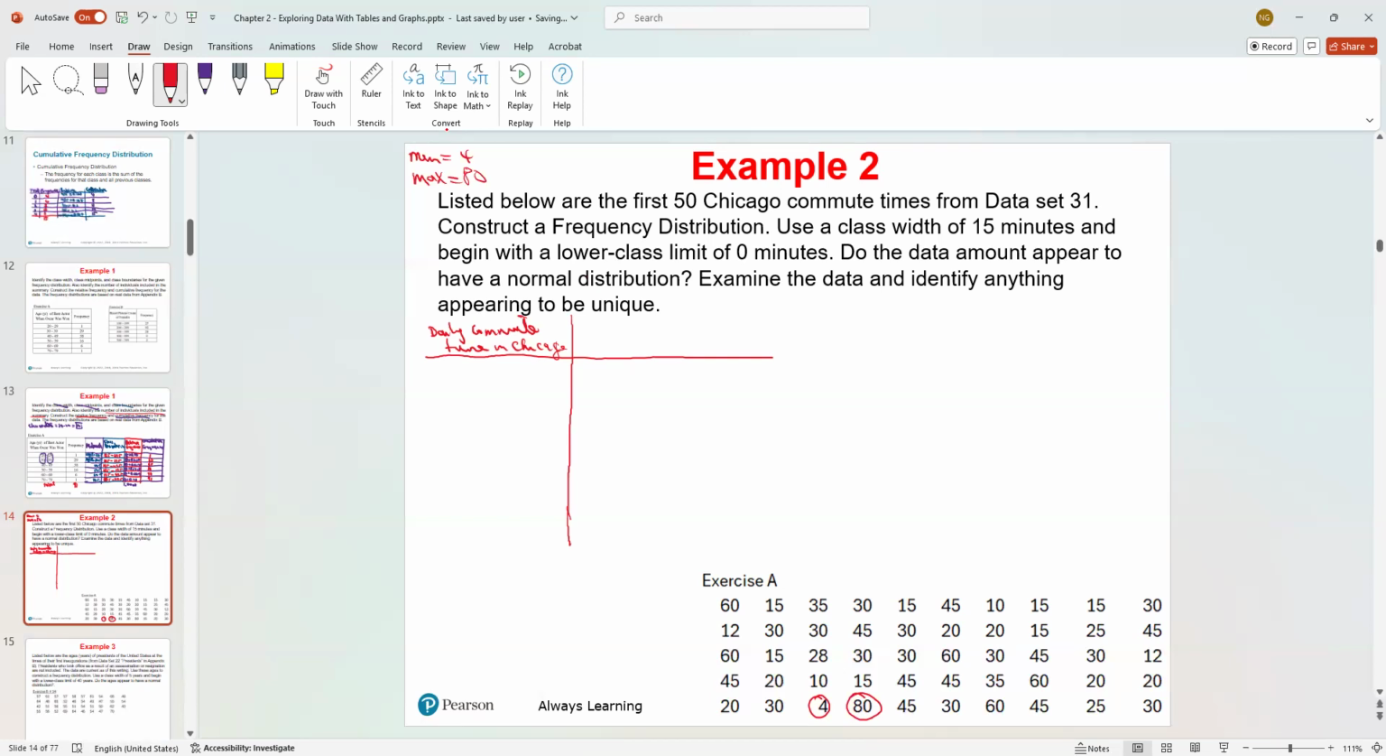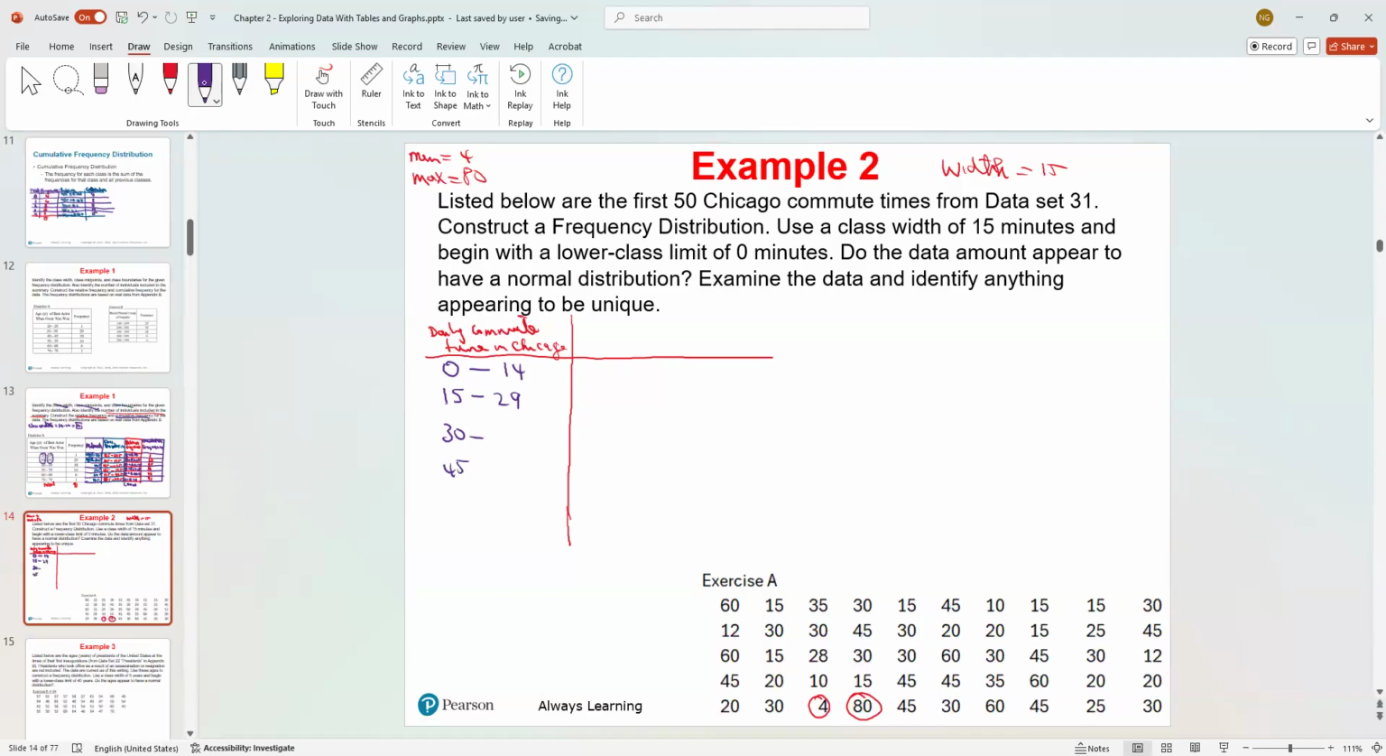The good news is that we don't need to look for the width, because they said use class width 15. So we have the width equal to 15 and begin with lower class limit 0. So our first lower class limit is 0. 0 plus 15 is 15, the difference between consecutive lower class limits. So if we start with 15 here, then we end the previous class with 14. 15 plus 15 gives you 30, then the upper limit is 29. 30 plus 15 is 45.